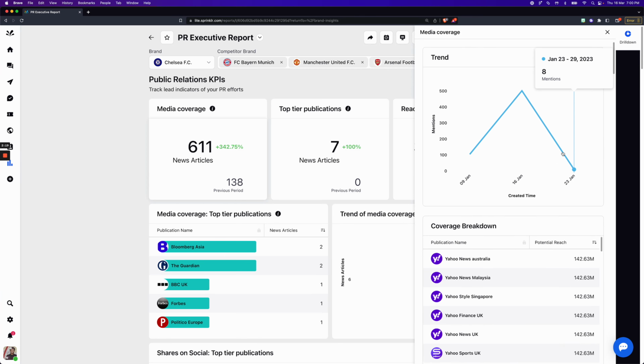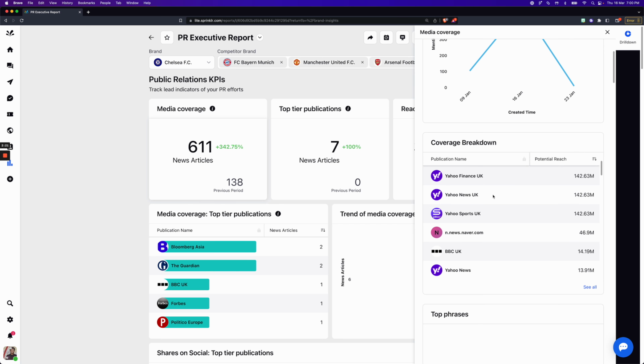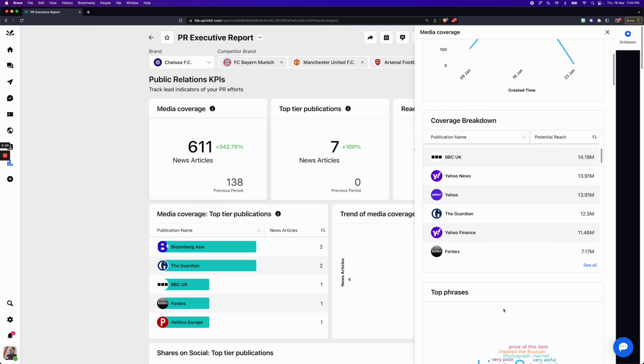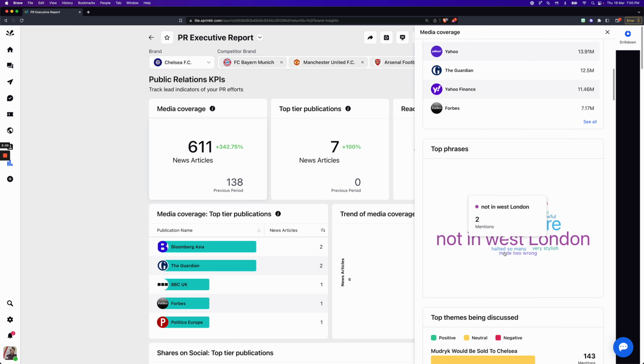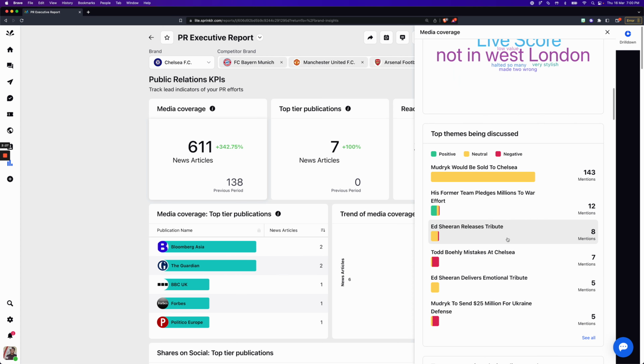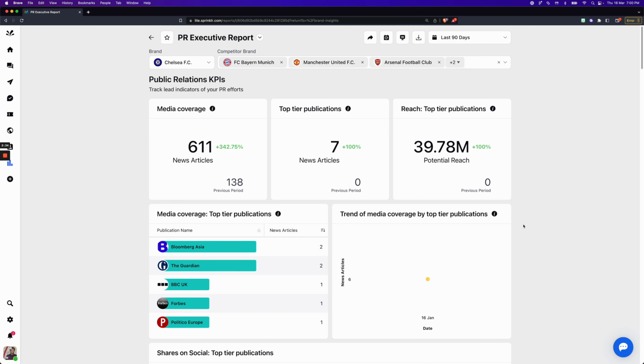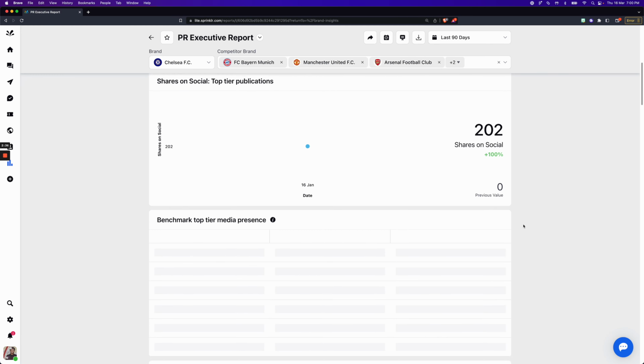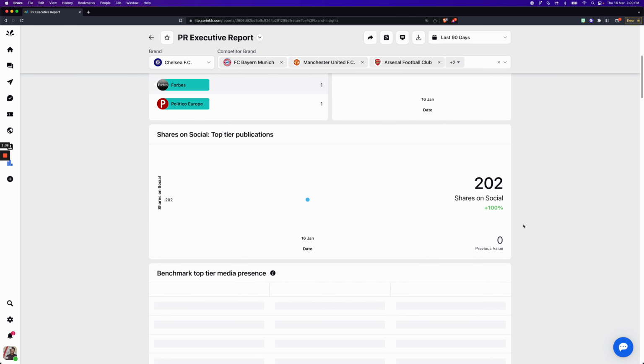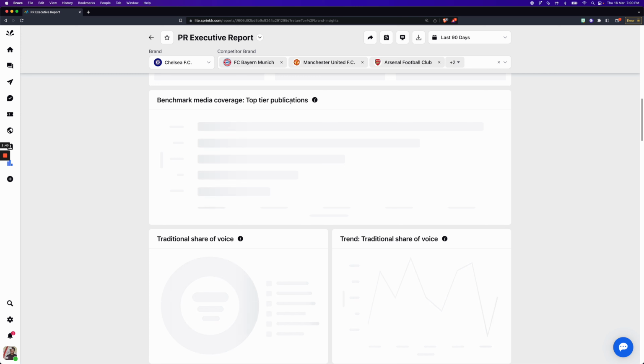We can see the trend over time, the coverage breakdown over here, and the top phrases that have been used, along with the top themes that are being discussed. So it looks like Mudryk would be sold to Chelsea is the top theme that is being discussed online. We can see the shares of social top tier publications. We can also see benchmark media coverage.